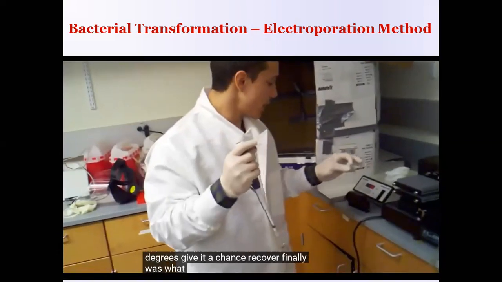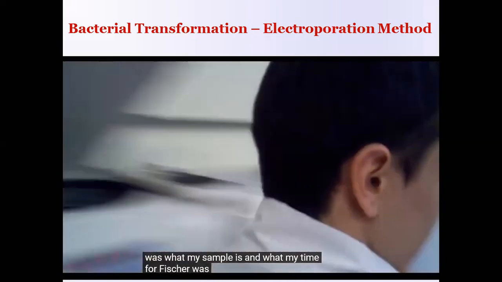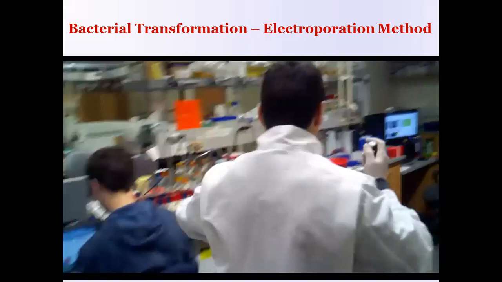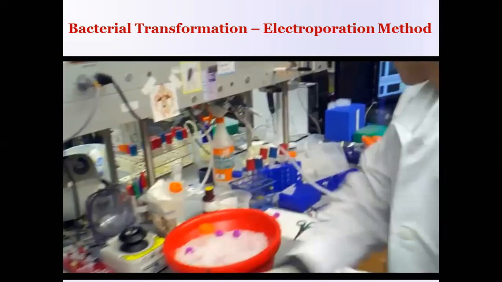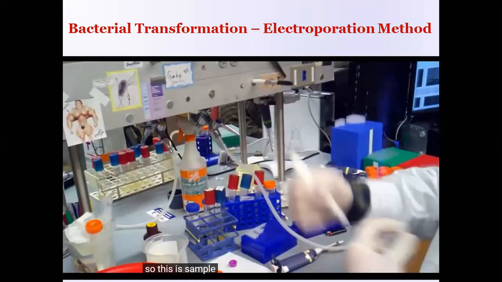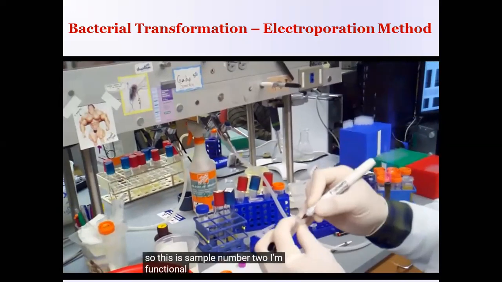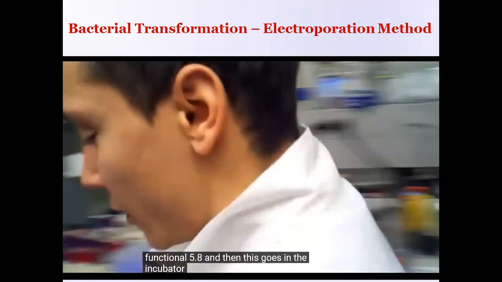So I'm going to label this with what my sample is and what my time coefficient was. So grab a pen. Where are my pens? So this is sample number 2, time coefficient of 5.8. And then this goes in the incubator.